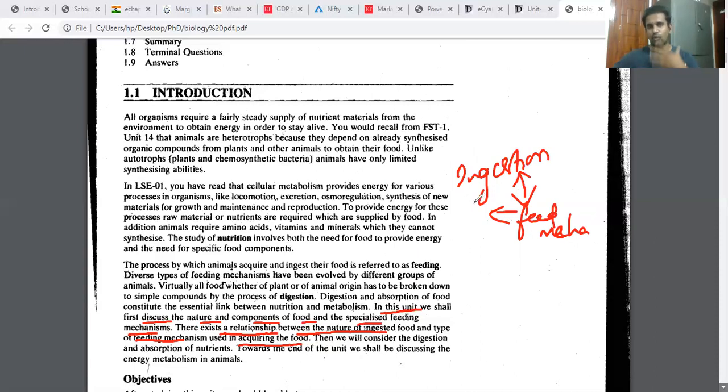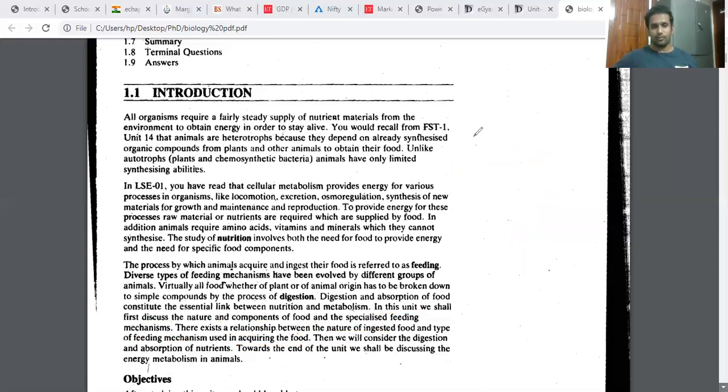So it is a very sophisticated digestive system, and you can take both solid and liquid, and your size also matters here. But there are some organisms which do not have as fully developed or sophisticated a digestive system as we have. They will have a simpler digestive system, and the ingestion of food materials will also be simpler. That is how the organisms in the world are very unique and varied. Towards the end of the unit, we shall be discussing energy metabolism in animals.